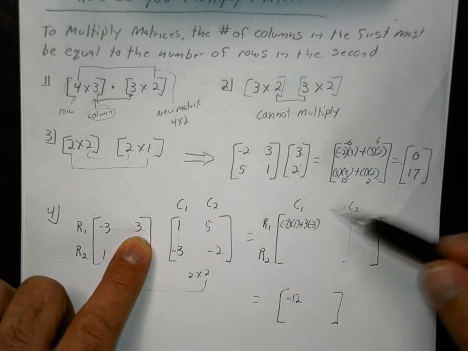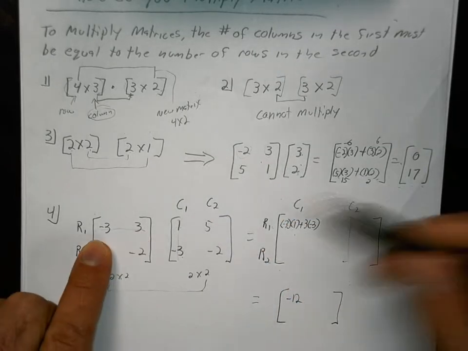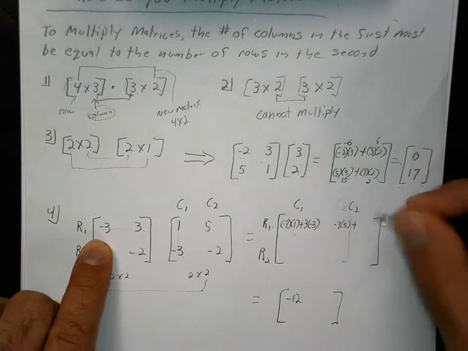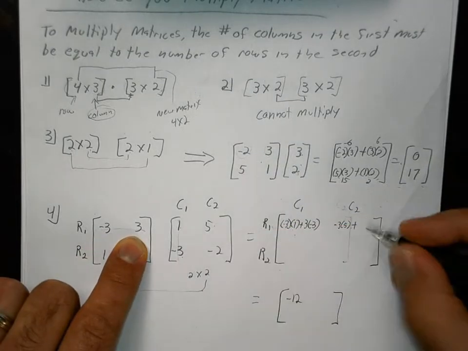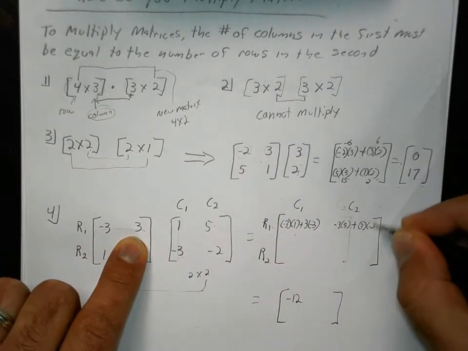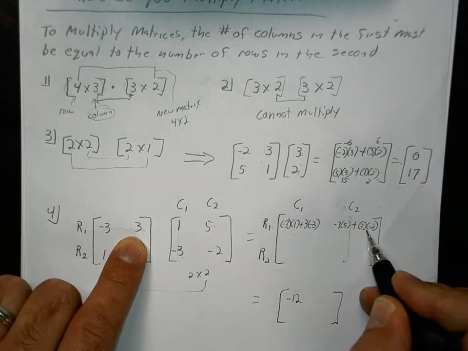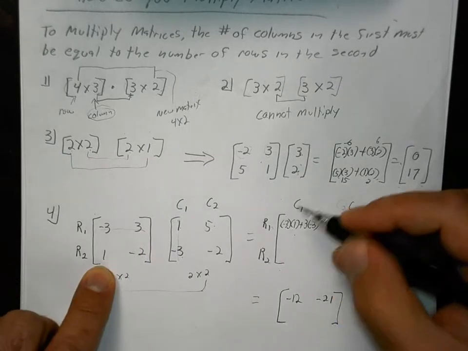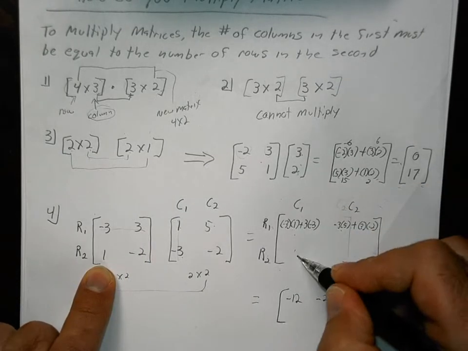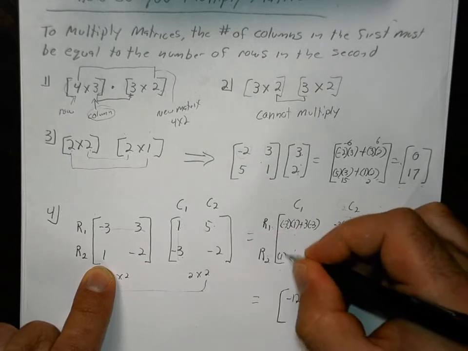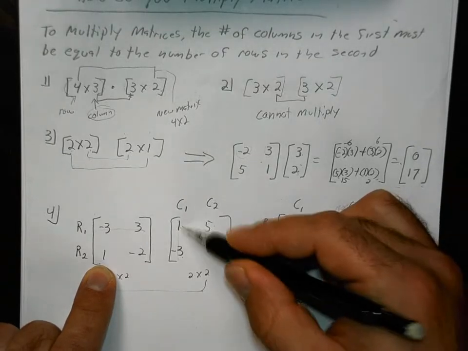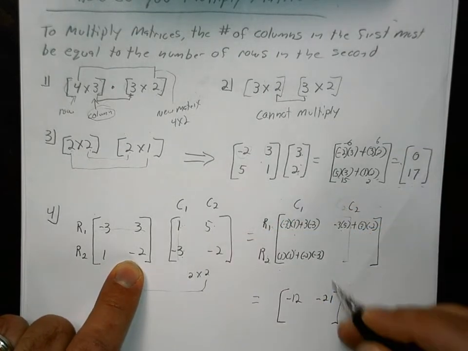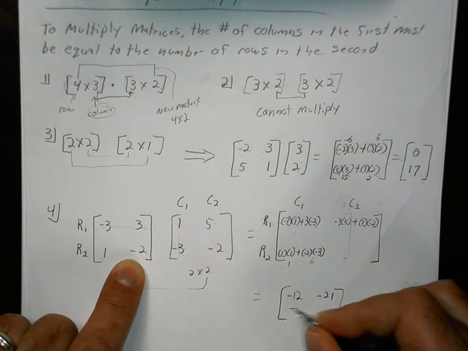Row 1, column 2 is going to go in the row 1, column 2 spot right here. Negative 3 times 5 plus 3 times negative 2. So that's going to be negative 15 and a negative 6 is negative 21. Okay. Row 2 times column 1 is going to go in the row 2, column 1 location. 1 times 1 plus negative 2 times negative 3. So that's going to be 1 and a 6, so that's going to be 7.